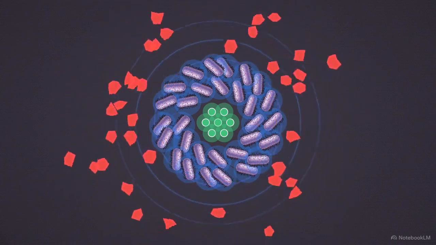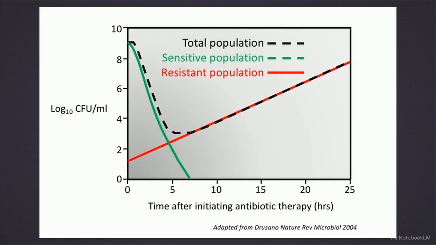This chart tracks exactly what happens during broad-spectrum therapy. The green dashed line, representing the sensitive population, plunges toward zero. This mass eradication creates a biological vacuum with zero competition. Tracing the red line, resistant mutants exponentially climb over 25 hours, becoming the dominant bacteria.